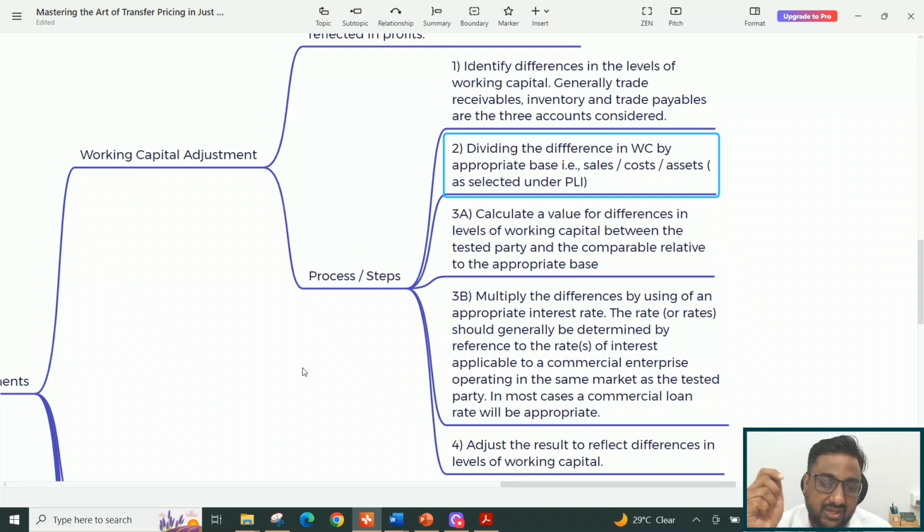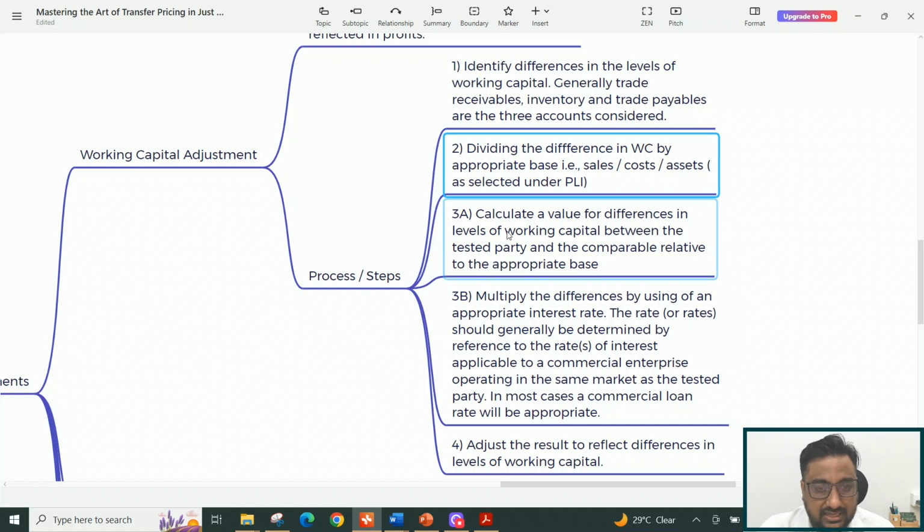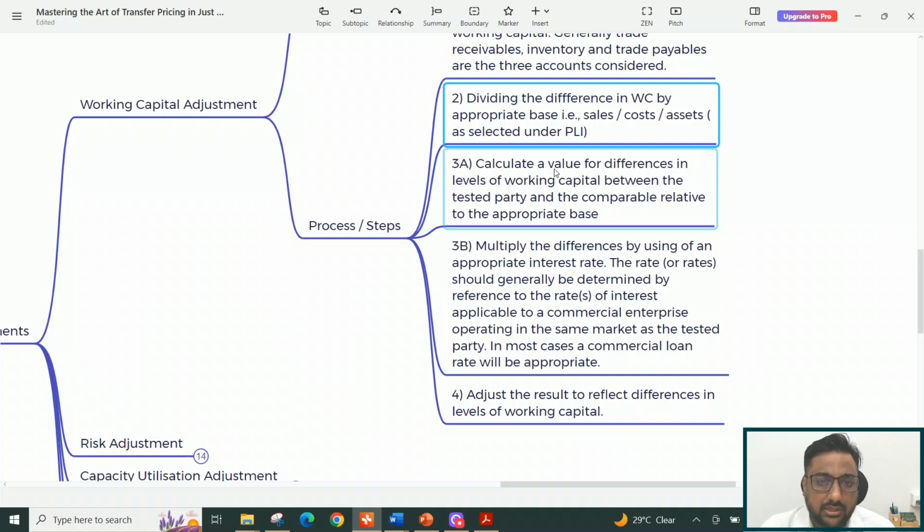Now, what you have to do ahead is calculate a value for the differences in the levels of working capital between the tested party and the comparable relative to the appropriate base, right? So now just a second. Now calculate a value for the differences in the levels of working capital between the tested party and the comparable relative to the appropriate base.